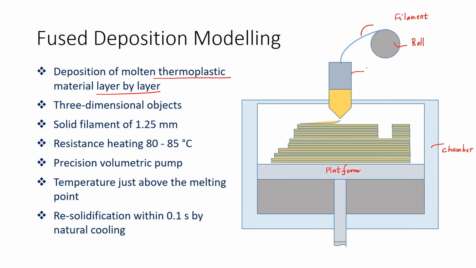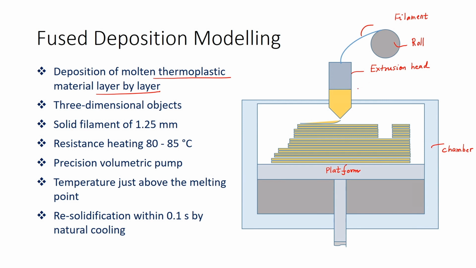Then the main part of this process is the extrusion head. The filament is fed inside the extrusion head. The extrusion head heats the filament, and in its liquid state that filament will be extruded through the nozzle, and that extruded material would be put on the platform. The required deposition can be achieved by having the relative motion of the extrusion head with respect to the platform.